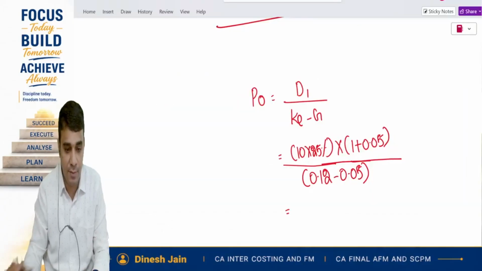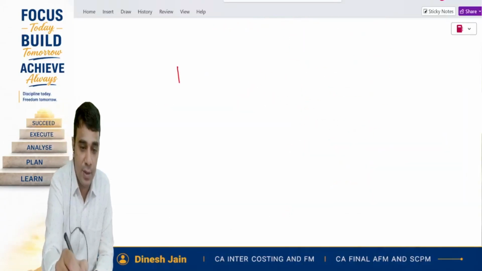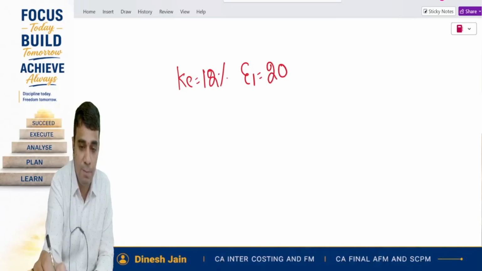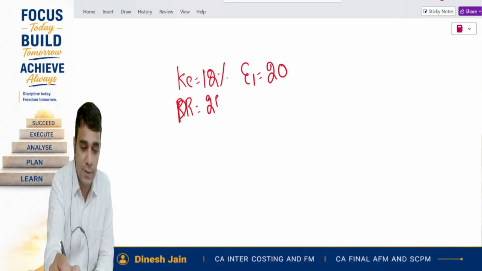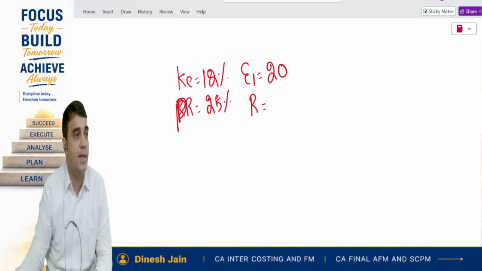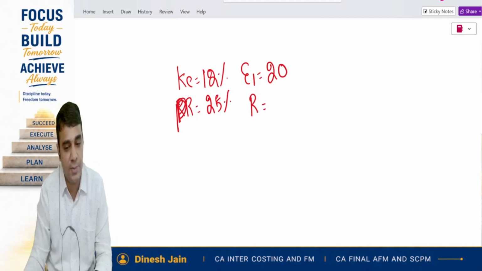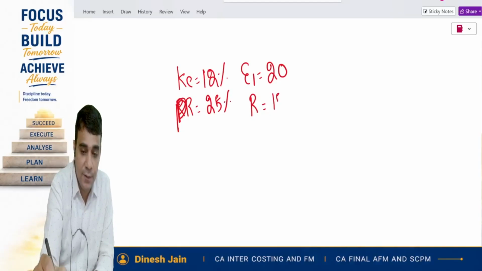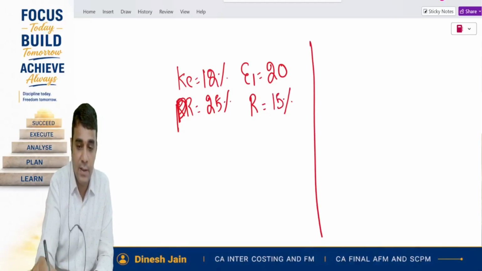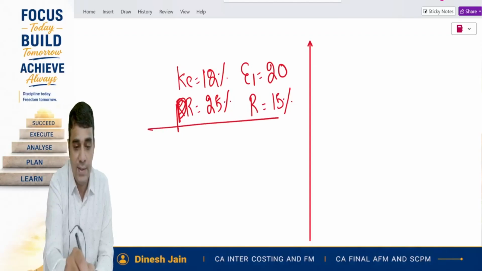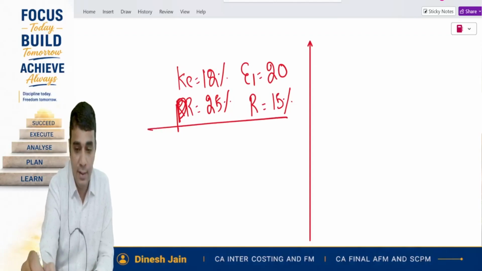Let's write the basic information. KE, tell me what is the KE? 12%. EPS 20 rupees. Payout ratio 25%. R is return on equity, rate of retained earnings, return on investment. Something is given about R. Reinvestment rate is 15%. Listen, this is one situation. Same thing we will repeat on the other side, right?